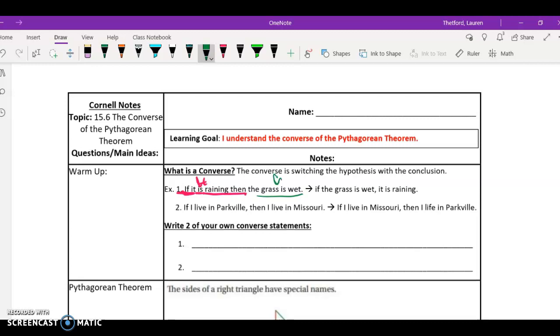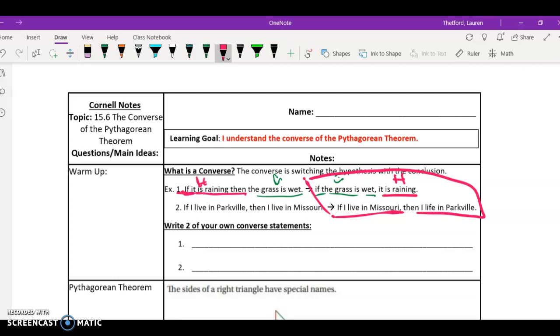Sorry, that's supposed to be a C. So when we switch it, it says if the grass is wet, so that is our conclusion comes first, then it is raining. So that's our hypothesis. So another example would be if I live in Parkville, I live in Missouri. And so our converse is if I live in Missouri, then I live in Parkville. So you'll notice that when I had the converse, so these two right here, when we did this, it actually is false. And so it doesn't make a true statement.